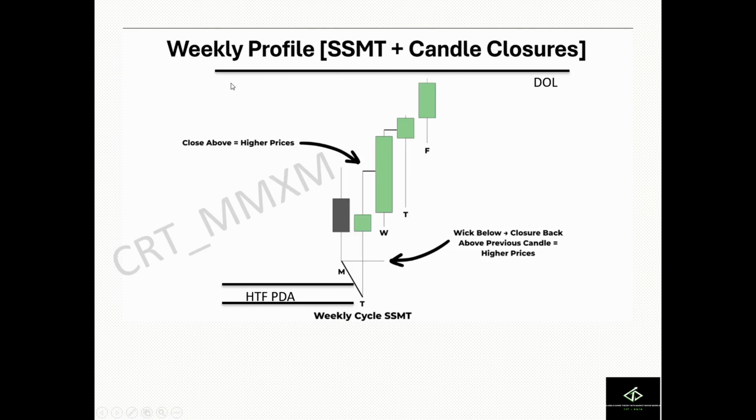Right? Now, how do we frame bias based on SMT and candle closures for the weekly profile? So for the weekly profile, see, this was the Monday. Monday low was here, but we have one higher time frame period somewhere down there. So on Tuesday, what will the price do? It will take the low of Monday. It will tap that high time frame period. It fails to take the low of Monday on the correlating assets, right? And it closes back inside the Monday range. So once this price closes, our bias for the Wednesday becomes bullish, right?